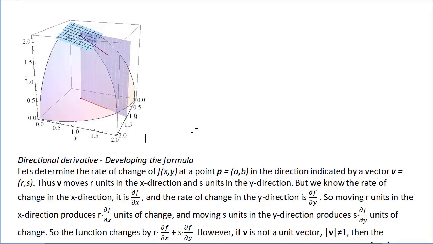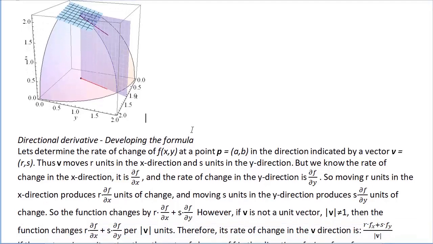But as we just saw in our contextual example, that's the total change, that's not the rate. So if v is not a unit vector, then really it's that much change per magnitude of v units. So to get the rate of change, we need to divide by that, and putting it all together, the rate of change in the v direction is r times f sub x plus s times f sub y, divided by the magnitude of v. So that is the rate of change in that direction.